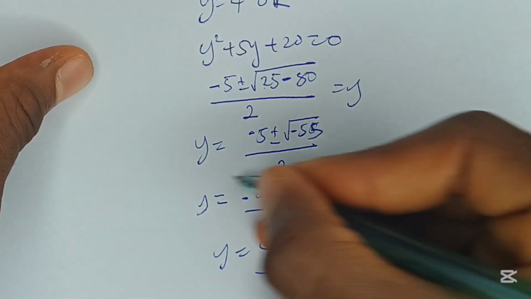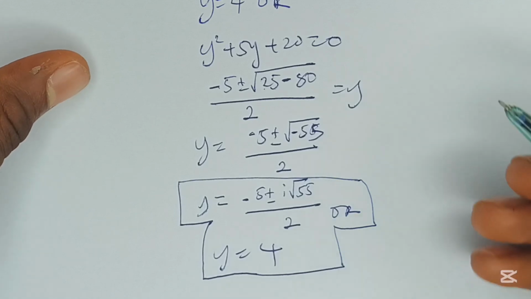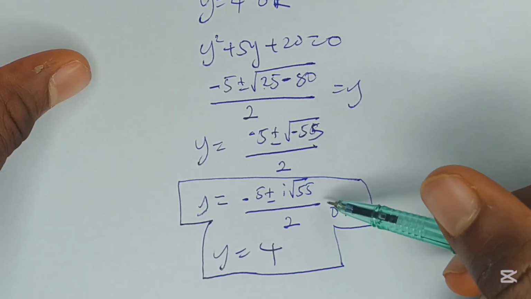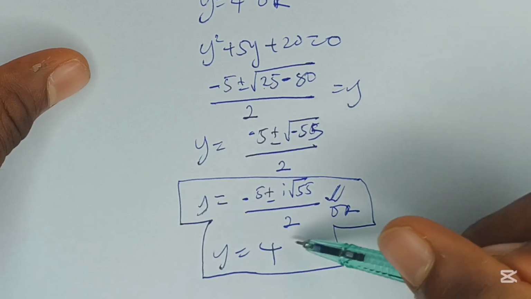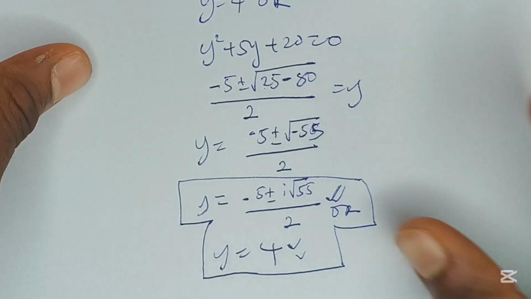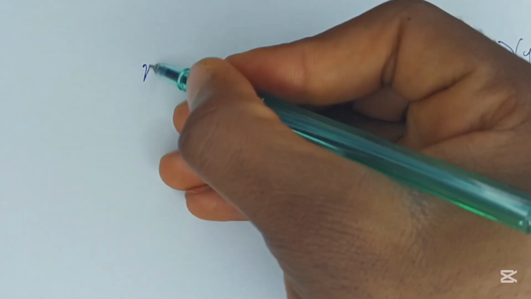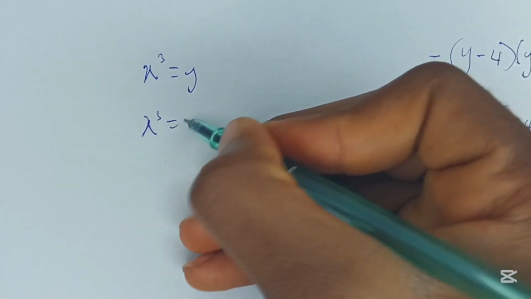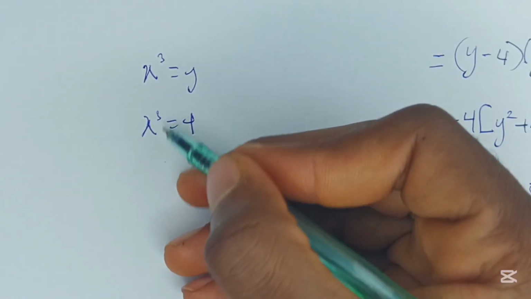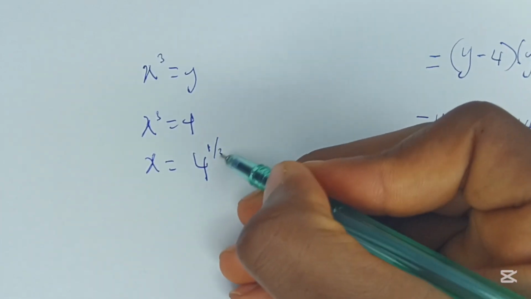Now this answer is a complex answer, and we want real answers for this question. So I would actually ignore this for now and just solve for this. Now recall in the beginning that we said that x raised to the power 3 is equal to y. Don't forget the assumptions you made. So we have x raised to the power 3 is equal to y, and y is 4, so x raised to the power 3 will become equal to 4. From here, take the third root of both sides. You have x is equal to 4 to the power 1 over 3.